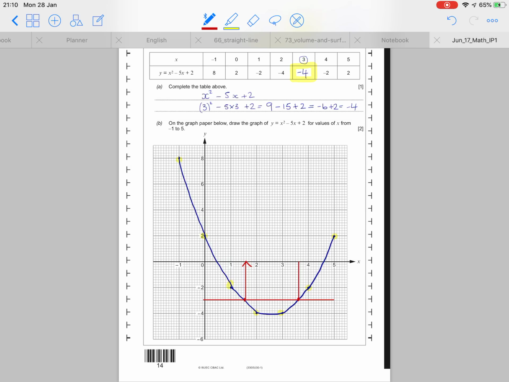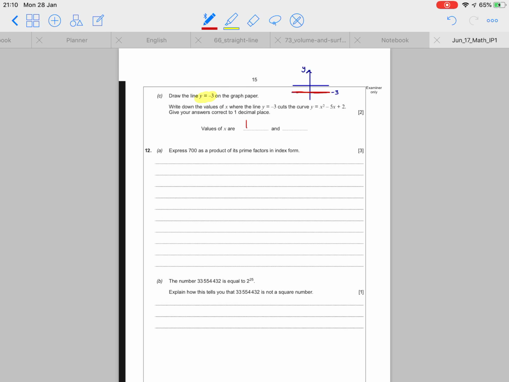from both of those points to work out where we're meeting the axis. This one is going to be at 1.6, and this one's going to be at 3.6 as well. So 1.6 and 3.6.